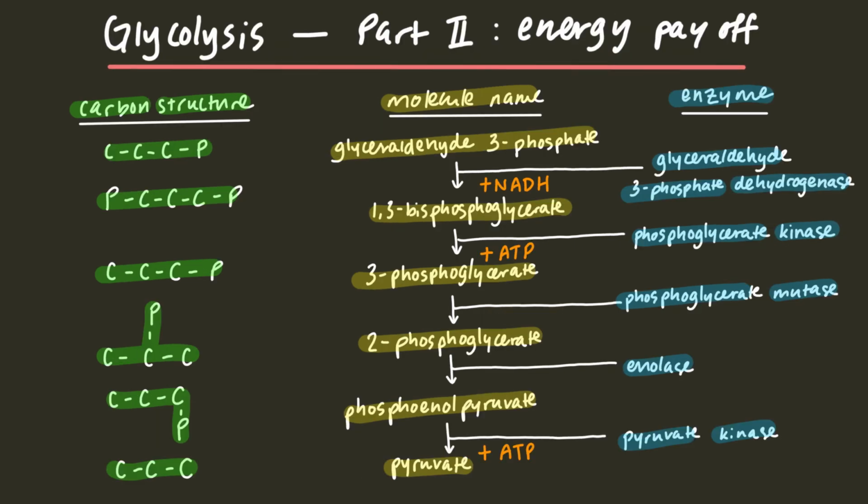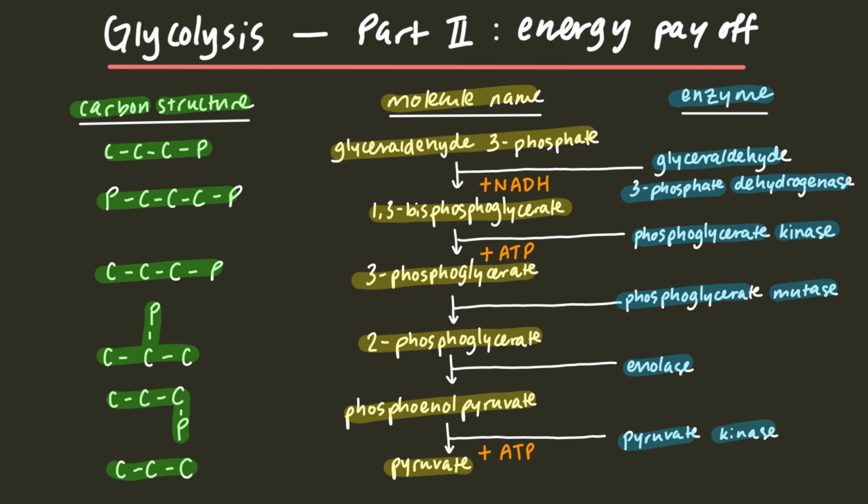We'll follow the journey of one molecule of glyceraldehyde 3-phosphate, keeping in mind though that one glucose turns into two glyceraldehyde 3-phosphates. From here, glyceraldehyde 3-phosphate is turned into 1,3-bisphosphoglycerate with the help of glyceraldehyde 3-phosphate dehydrogenase. This reaction generates a molecule of NADH. More on this molecule in a bit. 1,3-bisphosphoglycerate is then turned into 3-phosphoglycerate with the help of phosphoglycerate kinase. This reaction produces one molecule of ATP.